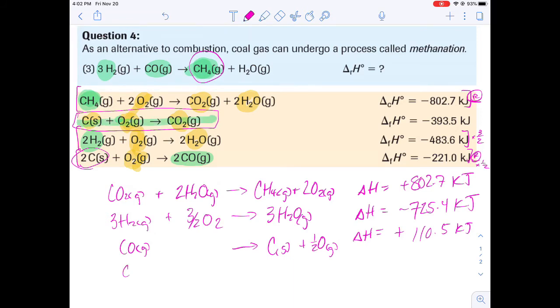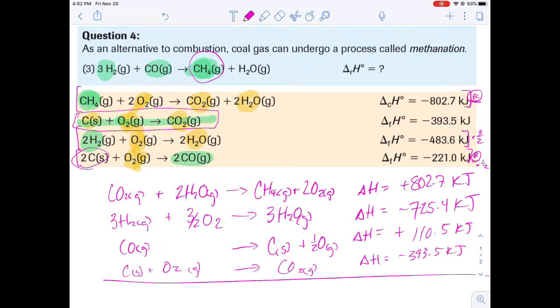So if I take my carbon solid plus my oxygen gas makes carbon dioxide gas, my enthalpy here is going to be exactly the same, negative 393.5 kilojoules. And now my carbons cancel each other out. I subtract one carbon from the reactant and one from the product. I'm going to subtract one carbon dioxide from the reactants and one from the products. They cancel each other out.